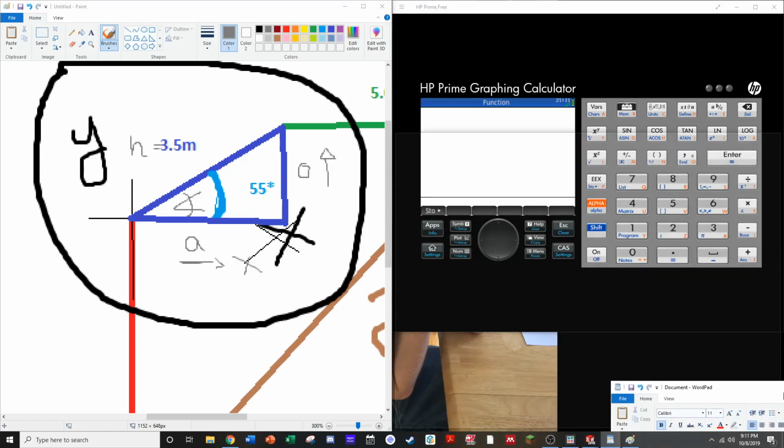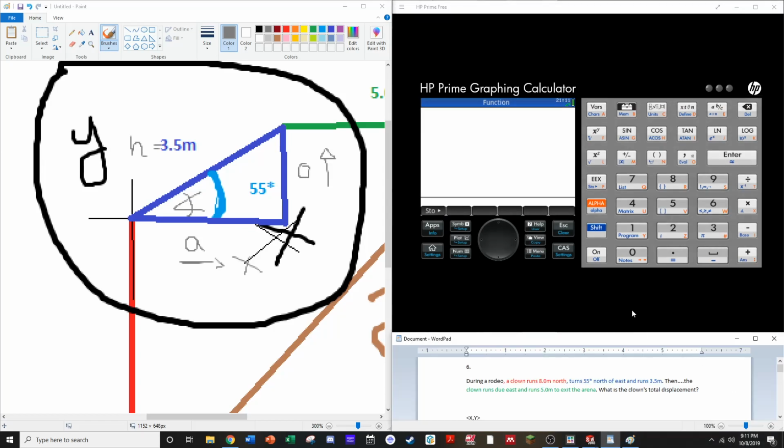So we're going to pull up our handy dandy little calculator right here. I'll scroll down a little bit so you can see it. So we're trying to find the opposite right now, okay? So the opposite of the 55 degrees is the sine value. So we're going to type in 3.5 times the sine of our degree, which is 55 degrees, equals, and then this is our y value.